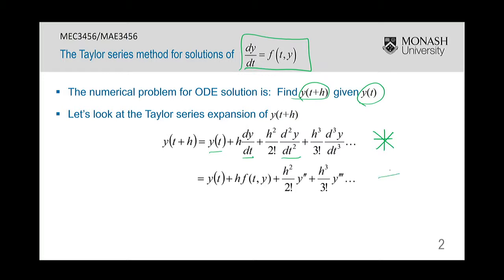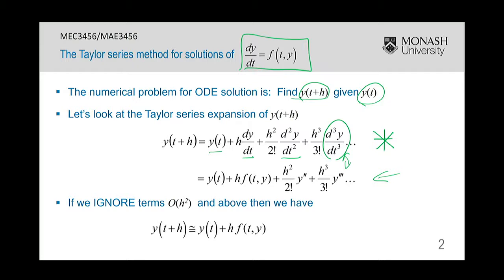And we can simplify that by replacing this rather clumsy notation with, for example, d cubed y/dt cubed is y triple dash. So these two things are identical. This is just a slightly shorthand and neater way of writing it. If we ignore all of the terms h squared and above, we end up with y of t plus h is equal to y of t plus h times f of t, y. And we've already seen that this is Euler's method. This is something that crops up quite a few times in ODE solution.